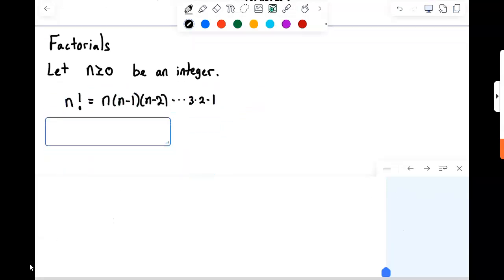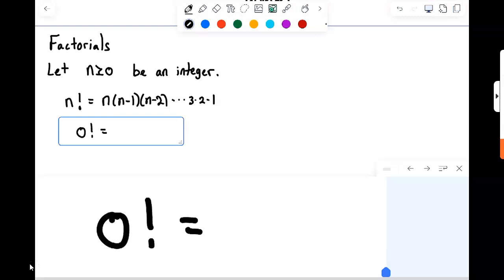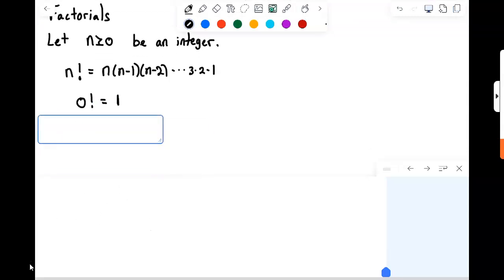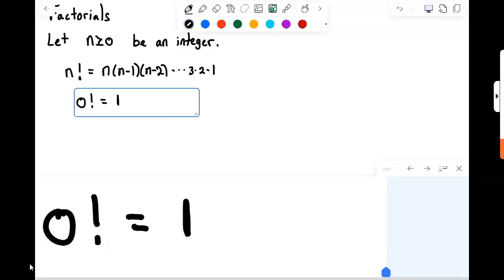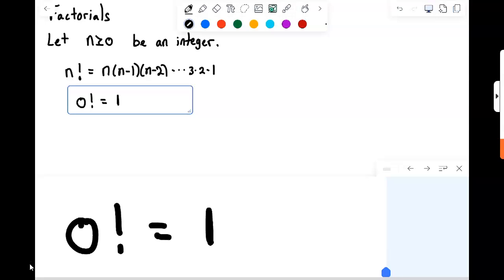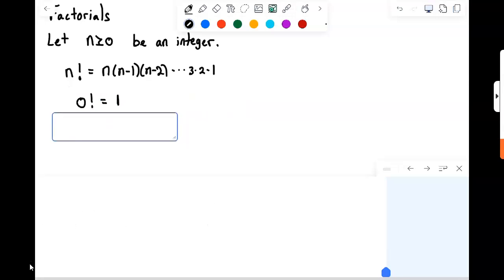Now, we make a default rule that 0 factorial is 1. Okay, so that's just a default rule. Right? How do I multiply from 0 down to 1? I can't, right? So we make a definition that 0 factorial will be 1. Everything else just follows the formula.